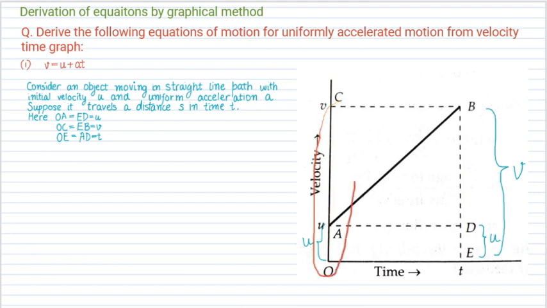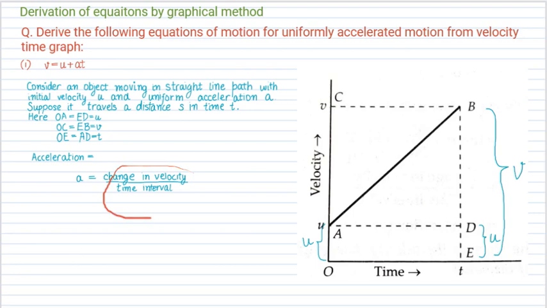Fine. Now here, this part, this OE, represents your time. 0 to t means how much time it takes, t time interval. Similarly, AD also represents your time interval t. Fine. So we know the acceleration formula is change in velocity upon the time interval.